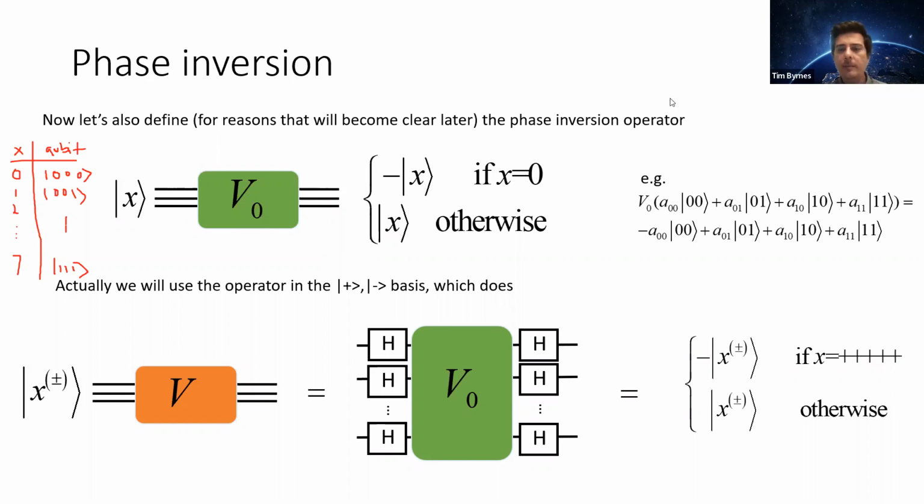Now let's do one more extra step on this, and this will be the actual operator that we use. If I put Hadamard gates at the start and the end of all these, what this does is rotate the whole basis from the 0 state to the plus-minus basis. And so this orange V operator, which I'm going to define as this thing where I've got these Hadamard gates at the beginning and ending.